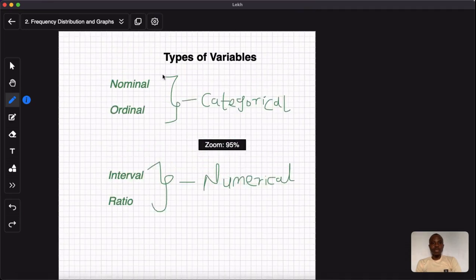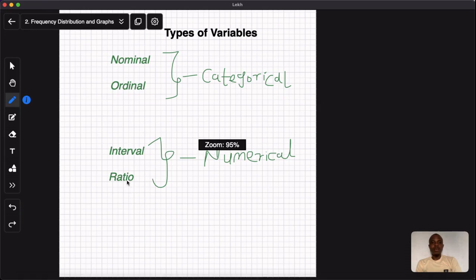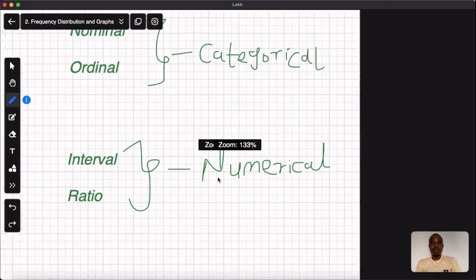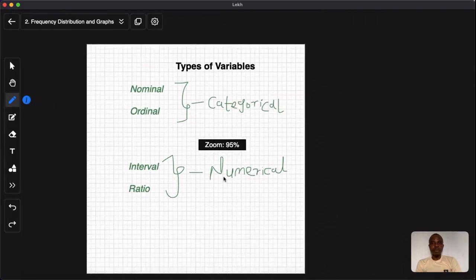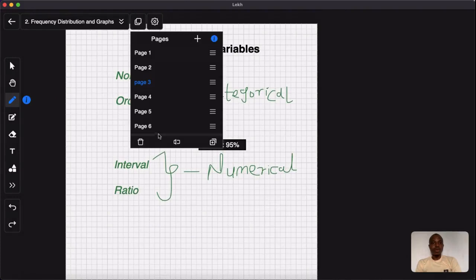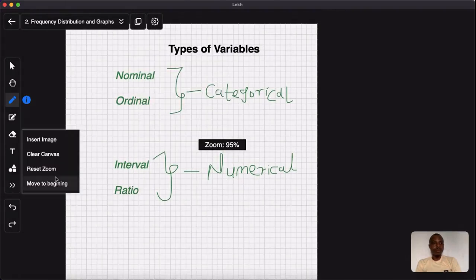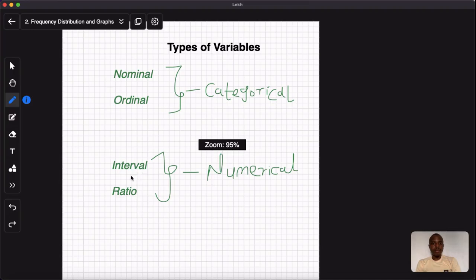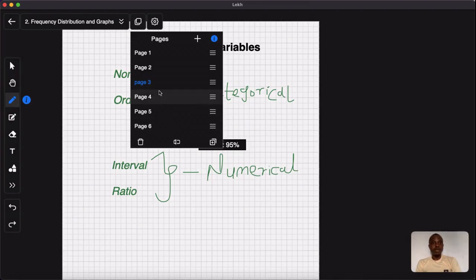So just as a small revision, types of variables: the nominal and ordinal variables are categorical variables. The interval and ratio are numerical variables. So please take note of that. It's very important. If a variable falls on the interval or ratio scale, then it's numerical, if it is measured on that scale.